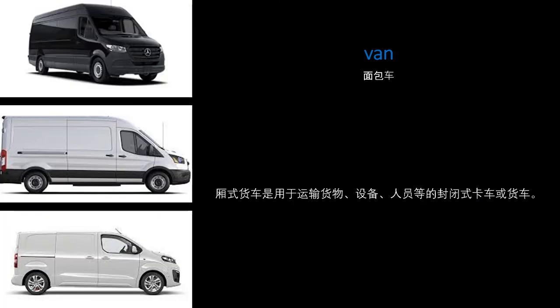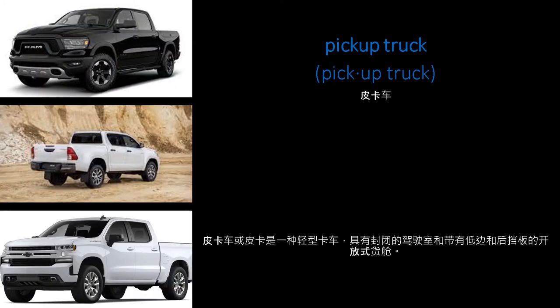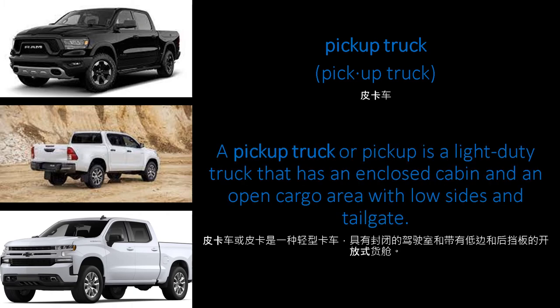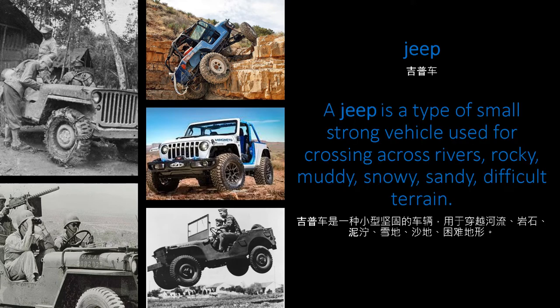Van. A van is an enclosed truck or wagon for transporting goods, equipment, people, etc. Pickup truck. A pickup truck or pickup is a light-duty truck that has an enclosed cabin and an open cargo area with low sides and a tailgate. Jeep. A Jeep is a type of small, strong vehicle used for crossing rivers, rocky, muddy, snowy, sandy, difficult terrain.